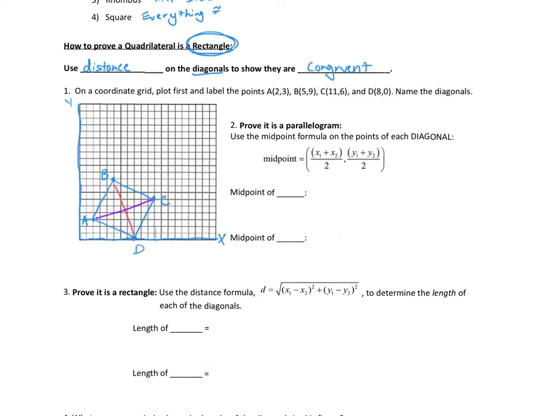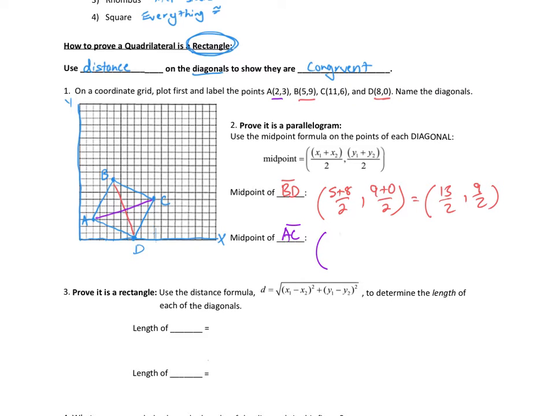Let's find the midpoint of BD in red. Midpoint of BD, we want to add from our coordinates up here: 5 plus 8 divided by 2, 9 plus 0 divided by 2. This gives me 13 over 2 and 9 over 2. I'm just going to leave it as is because 13 and 9 don't divide well by 2. Now I'm going to do AC.